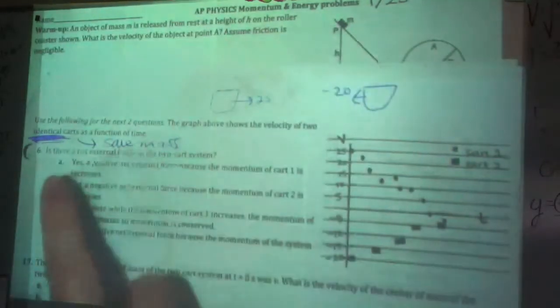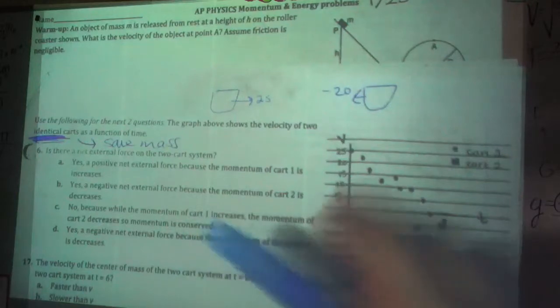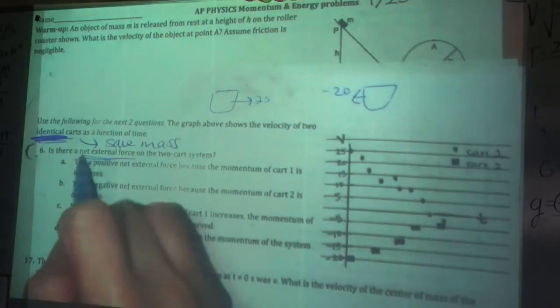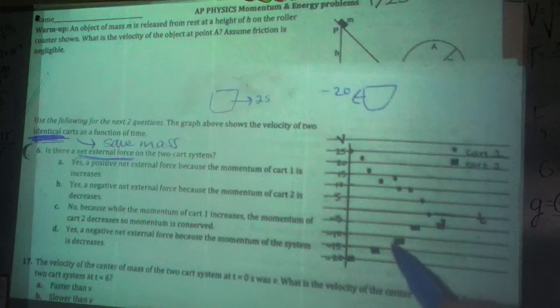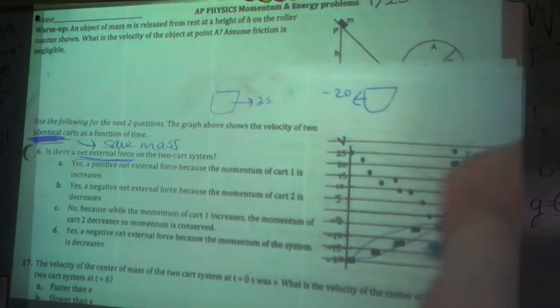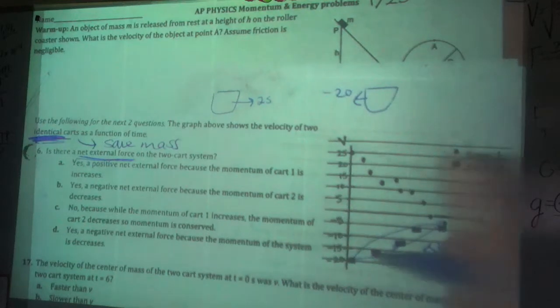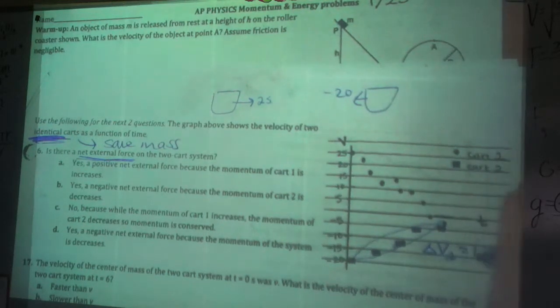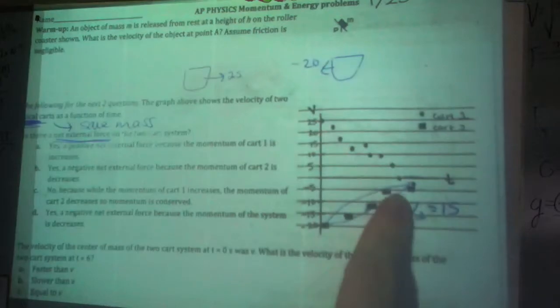So what's asked is, is there a net external force? When you're asked that, and we're talking about masses and velocities, that's just saying, is momentum conserved? Because we know momentum's conserved unless there is an external force. So let's look. If they're the exact same mass, then they should change by the same amount of velocity. Well, if you look, cart 2 goes from like negative 20 to negative 5-ish. So cart 2 has a change in velocity of positive 15. It's not exact, that's fine.